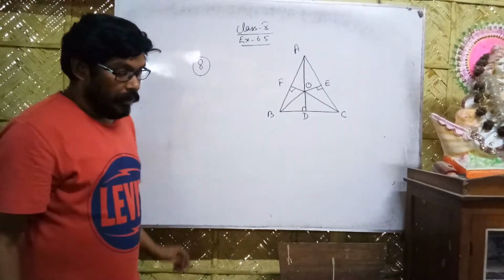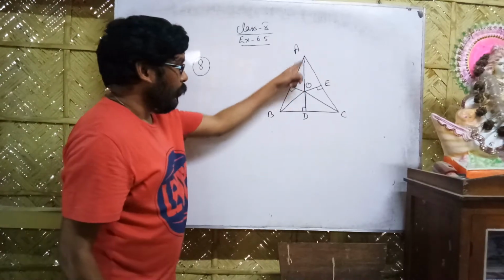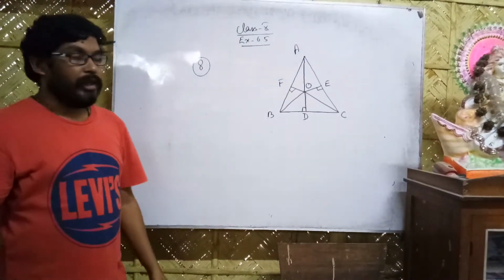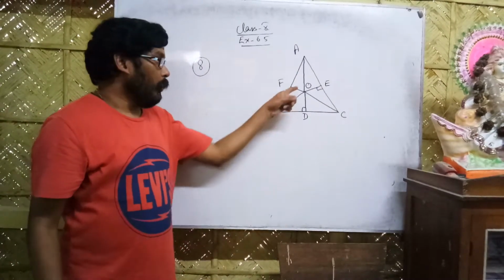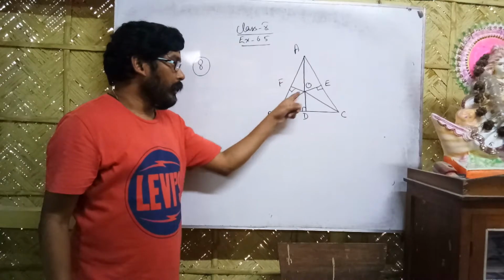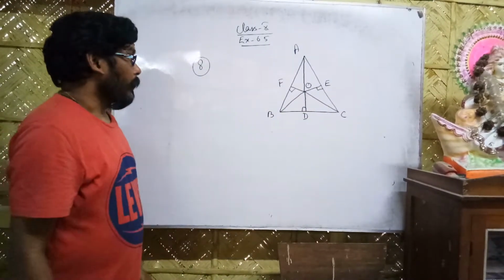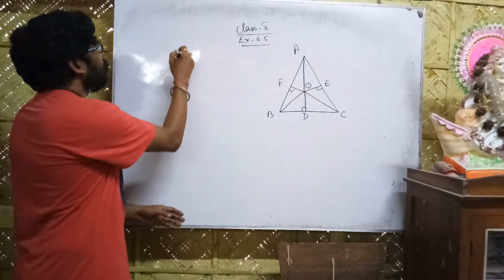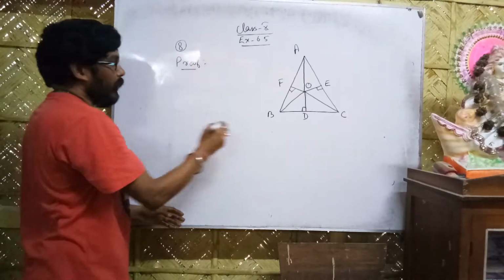The given part, you will write as it is from the book. In the construction part, you can write OA, OB and OC are joined. Right? In construction, you write: OA, comma, OB, comma, OC are joined. Okay, so the proof part. What will you write in the proof? Let me start with this triangle.